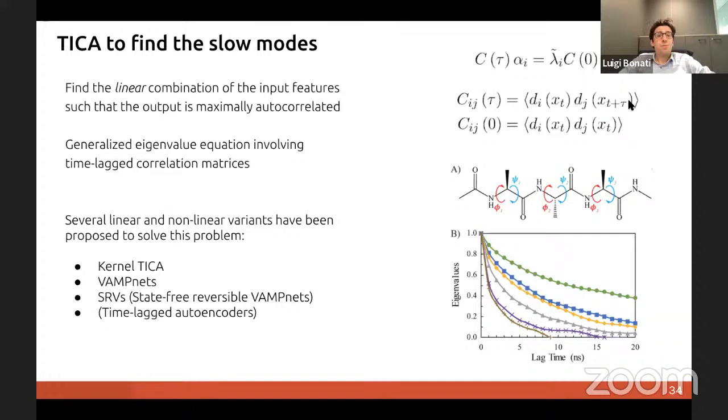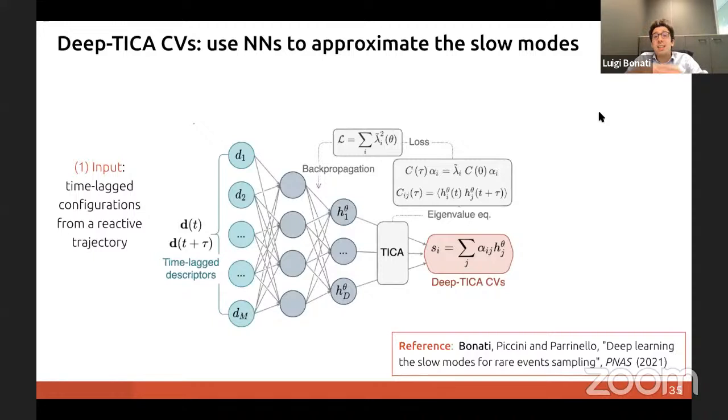How can we solve this? As before, we have a generalized eigenvalue equation, which projects the data towards the most autocorrelated directions. Several linear and nonlinear variants have been proposed for this problem, from using kernels to solve TICA, to VAMPnets and state-free reversible VAMPnets. Time-lagged autoencoders are not the same, but they are strictly connected. Also in this case, we will use a neural network as an ansatz function to approximate the slow modes.